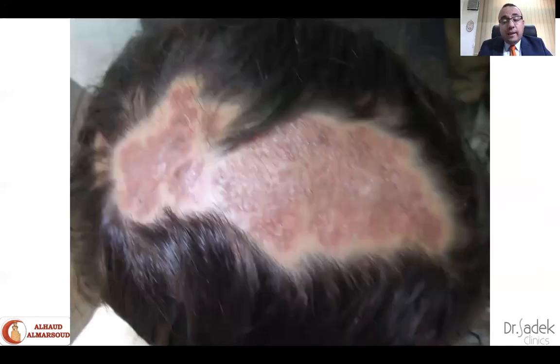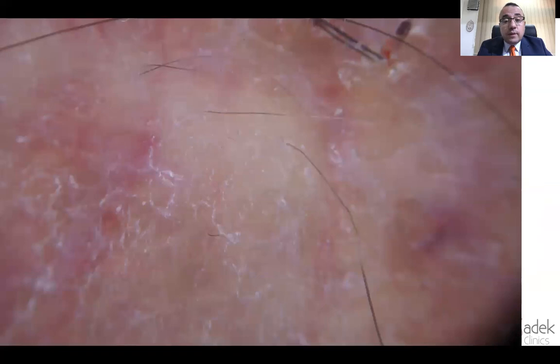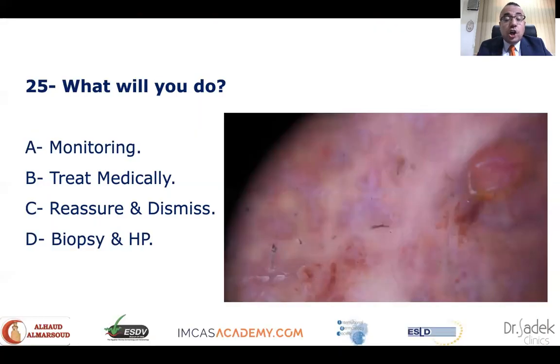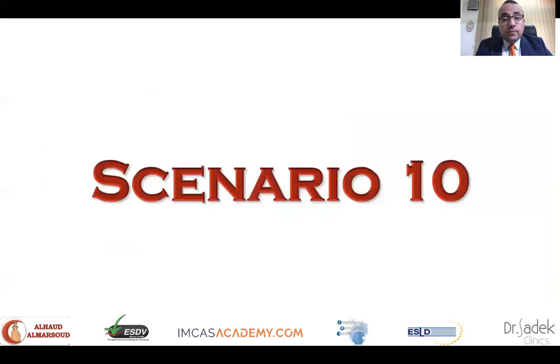Similarly, and sadly, this was a similar case, but on a larger area. And you can see over here even the lichenification secondary to the chronic itching and irritation of the skin. And in such a case, yes, we have to treat medically as well in order to suppress the inflammation, to be able to have a chance for hair regrowth afterwards.